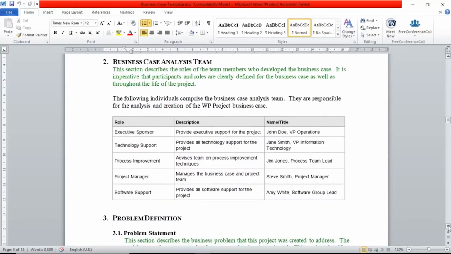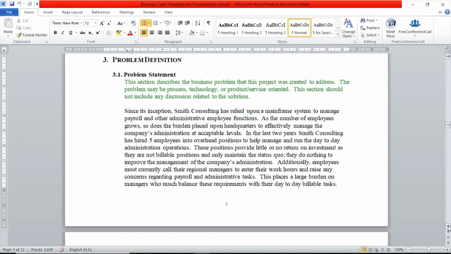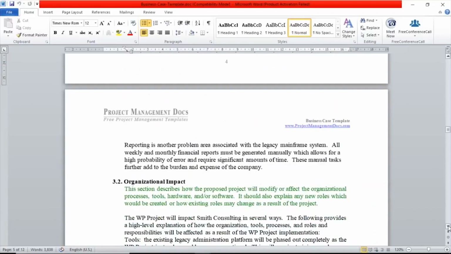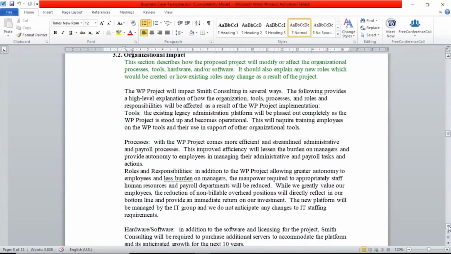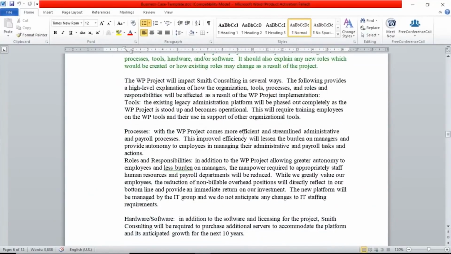Business case analysis team, so who are going to be involved? Then what is the problem statement? I'm sure now we are clear with that at a high level. What will be the organizational impact? This is another area which will give us an idea about what kind of changes would happen with this project, what kind of impact it would create on technology, on people, on structure, etc. So let's take a quick example here. The WP project will impact Smith Consulting in several ways.